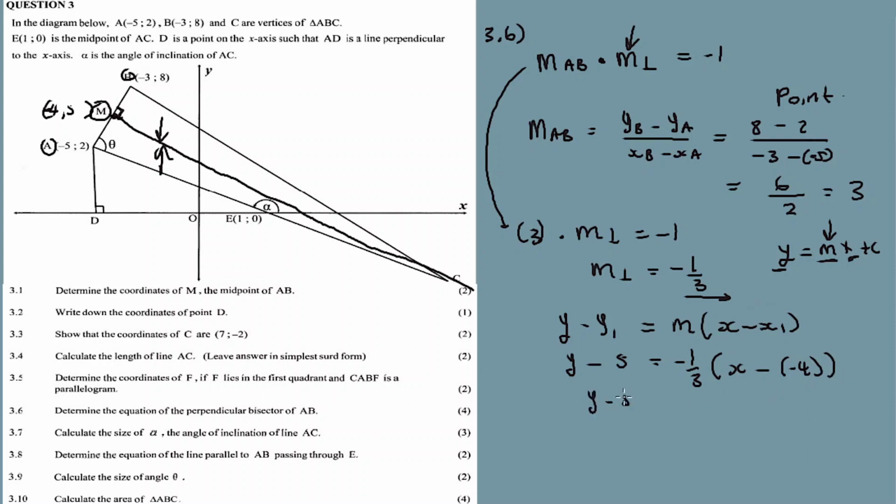So y minus 5 is equal to negative 1 over 3 times x. Negative times a negative is a positive, so it's positive 4 here. Positive 4 times negative 1 over 3 is negative 4 over 3. Then y is equal to minus 1 over 3 x minus 4 over 3 plus 5. Y is equal to again.